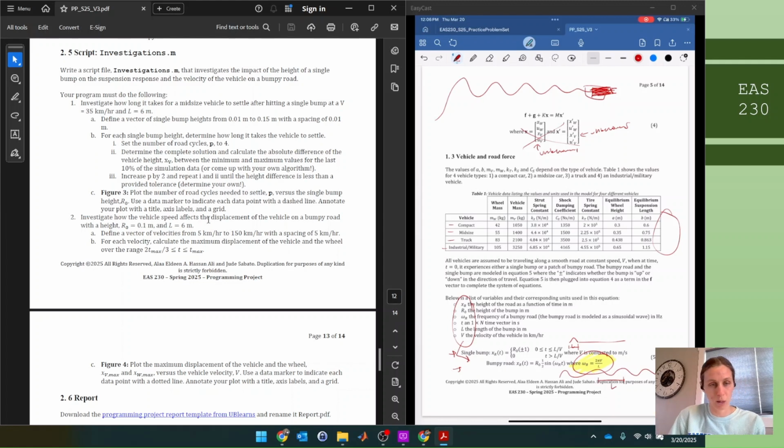Or come up with your own algorithm if you want, and then plot the number of road cycles needed to settle versus the single bump height to see how that changes with bump height.